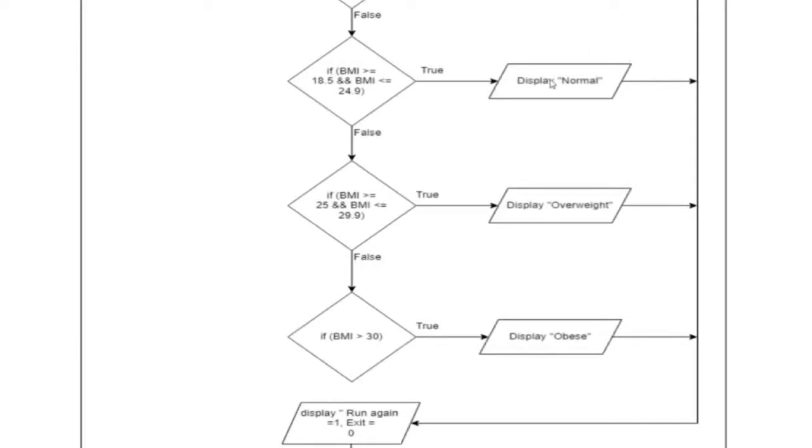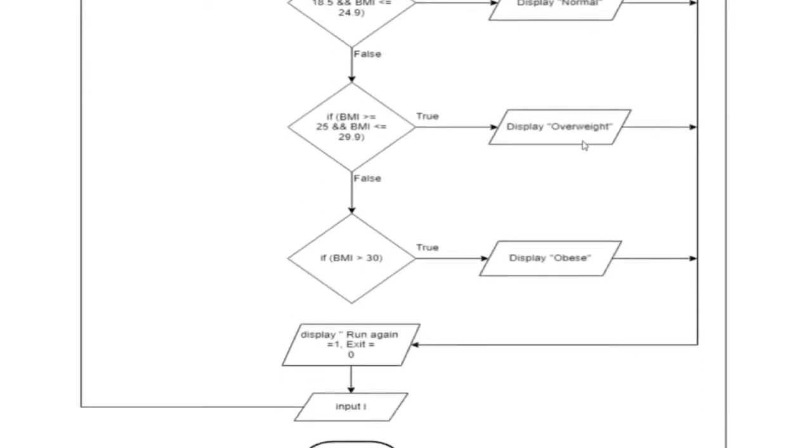the command window will display normal. If false, if BMI greater than or equal to 25 and BMI less than or equal to 29.9, it will display overweight. If false, if BMI is greater than 30, it will display obese.